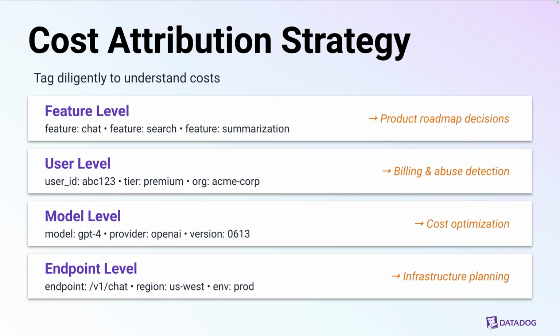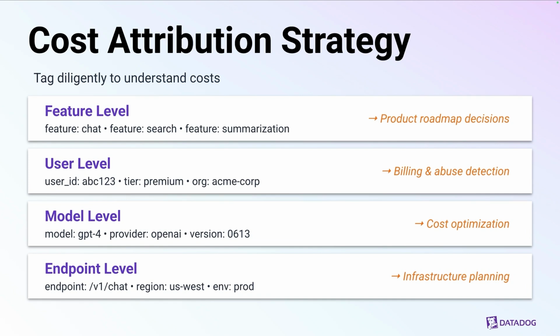Secondly, user level tagging. Using tags like user ID or organization is essential for chargeback, accurate billing, and quickly identifying patterns of abusive usage before they drain your budget. Third, model level tagging. Tags like model or provider give you immediate visibility into the high leverage areas for cost optimization. You can benchmark the true expense of using one model versus another.